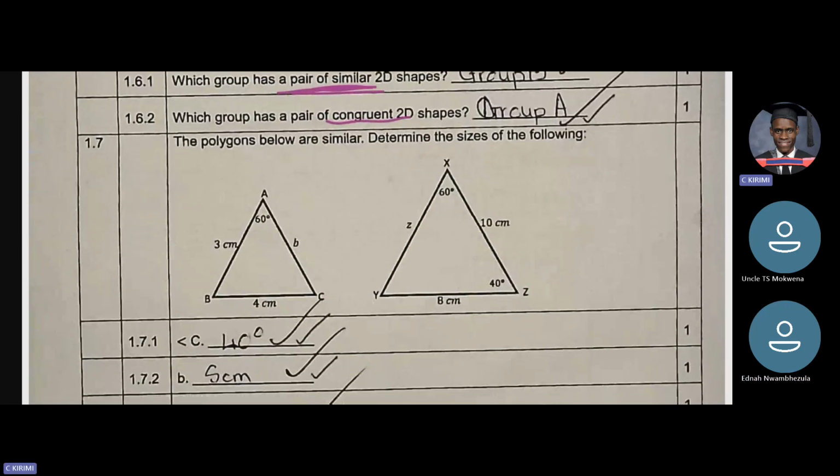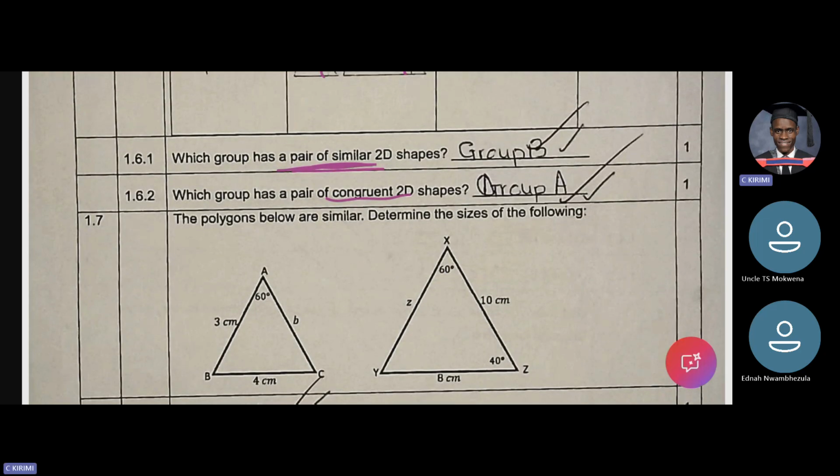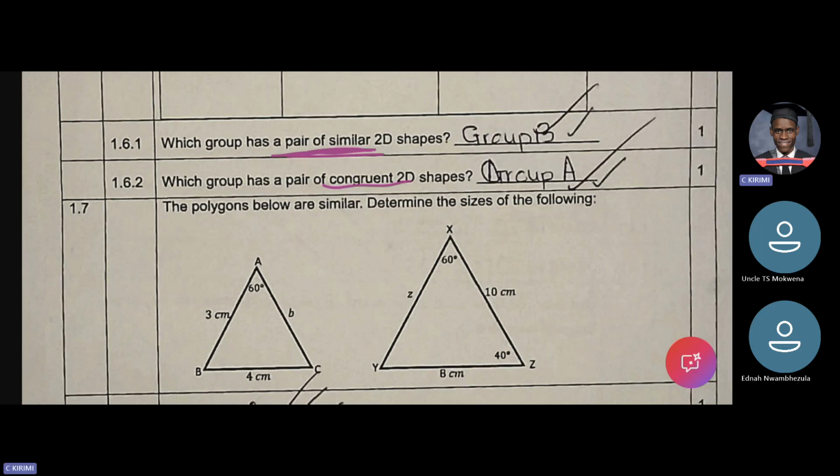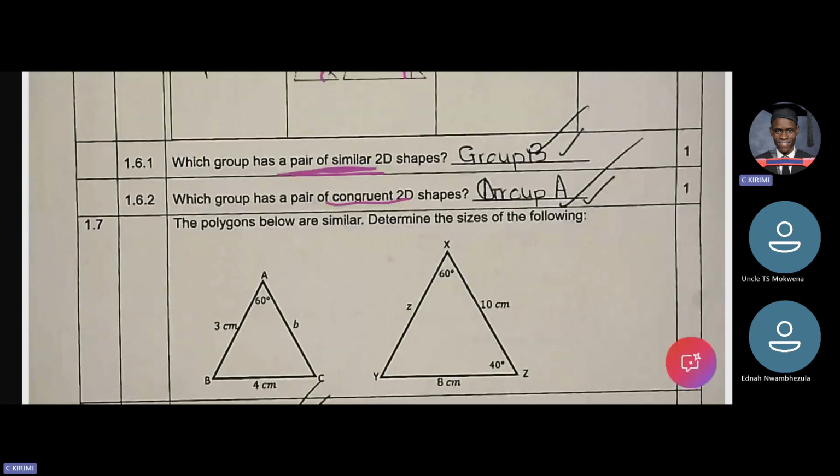So for 1.7, it's saying the polygons below are similar. If they are similar, which means they have the same shape but different what? Different sizes. Similar, same shape, different size. Determine the sizes of the following. So the question is now find angle C.